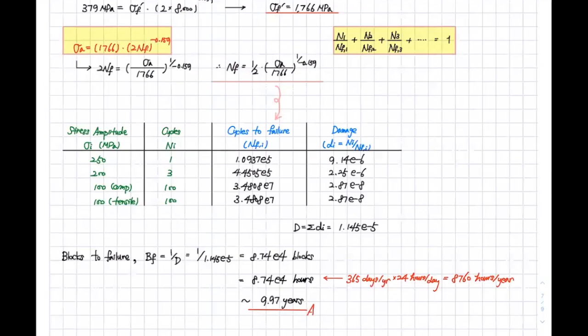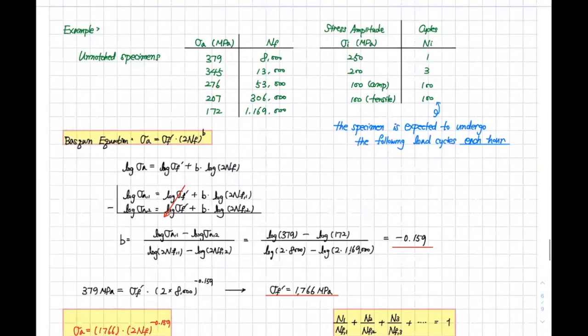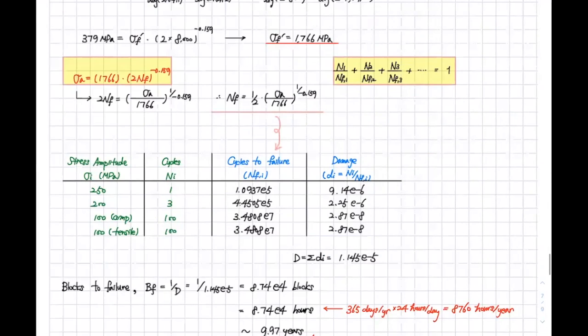So what I want to say here is that for applications of the Miner's rule, you guys can find the Basquin equation first, and then you have to find the damage, the fractions of damage. And then the damage can be calculated by your cycles divided by your cycles to failure, which is determined by each stress amplitude. And then you sum every damage. And if you flip it, 1 over D is equal to the blocks to failure. And each block is the same as hours. So you can calculate how many years this device or material can resist fatigue. Okay, very nice, very nice.